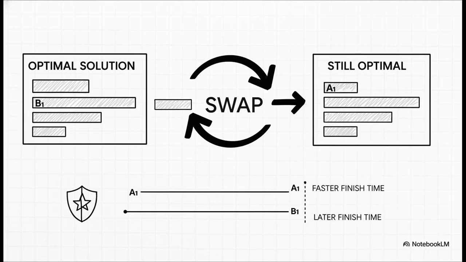Well, here's the trick. We can just swap B1 out and put our earliest finishing activity, A1, in its place. Now, because A1 is guaranteed to finish at or even before B1 finishes, this swap can't possibly cause a problem for the next activity in the schedule. In fact, it frees up the room sooner. So the solution is still optimal, but now it starts with our greedy choice. It's a safe move that always keeps us on the path to an optimal answer.